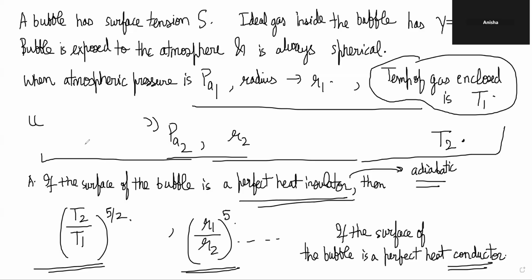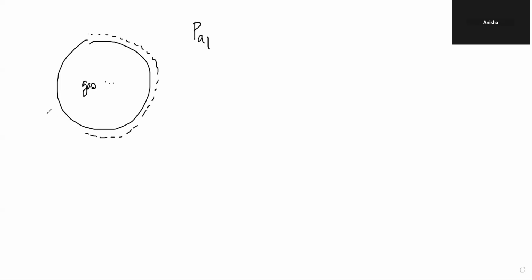So if you think about it, what is the pressure of the gas inside the bubble? This is a bubble. This is the gas inside. PA1 is the atmospheric pressure. What is the pressure inside? 2 PA1. No, that means your surface tension stuff is not clear.